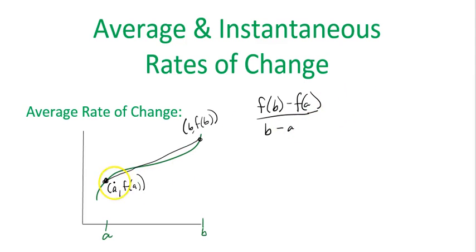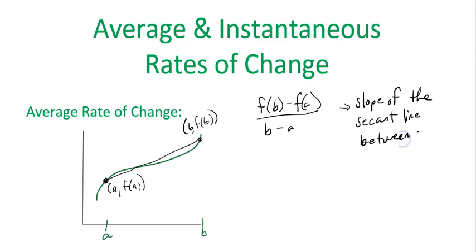Okay, this line between these 2 points is called the secant line. So you also need to know that this is the slope of the secant line between a and b. Okay, so the slope of that line is your average rate of change.